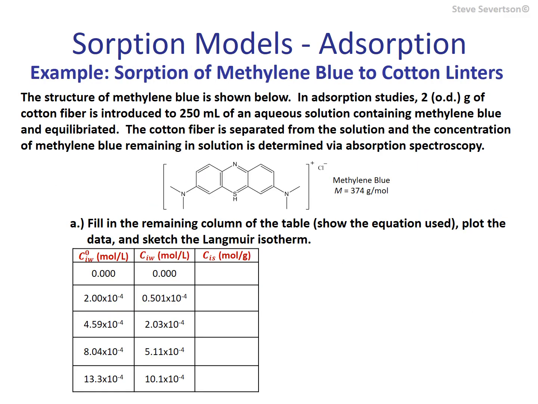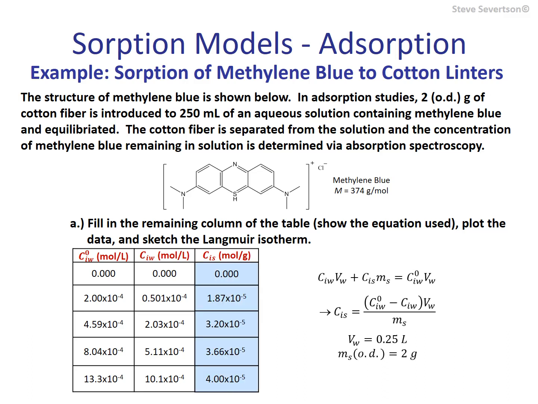The example provides the initial methylene blue concentration in an aqueous solution and the concentration remaining subsequent to the sorption process, in which 250 milliliters of solution was equilibrated with 2 oven-dried grams of cotton fiber. Part A asks us to determine the solid phase concentration and to plot the isotherm. The solid phase concentration is obtained from a mass balance. Although adsorption is a surface or interfacial process, often we don't have information on the specific surface area of the sorbent. In such cases, we try to use the same sorbent batch to ensure a constant specific surface area and report adsorption on a mass basis.